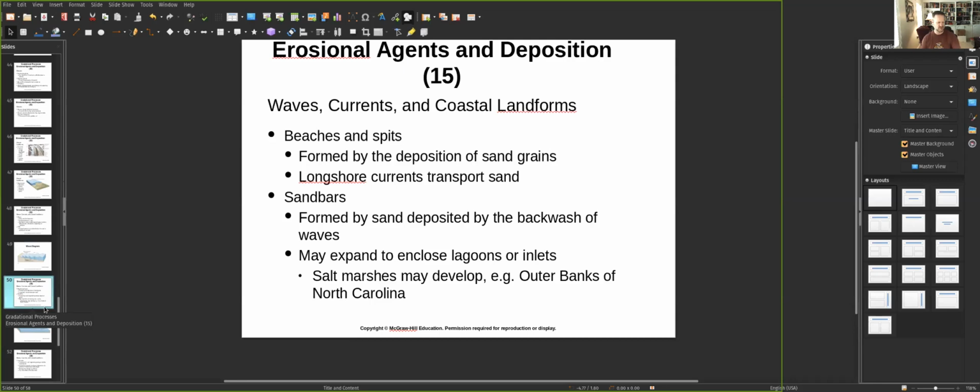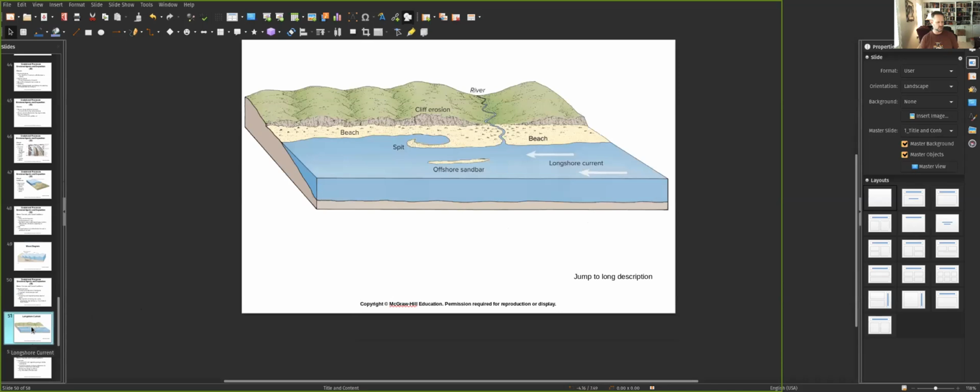And a variety of different features can form as a result: beaches, sandbars, etc. A lot of which have to do with, you've got this depositional environment that's, say, coming from a river that's coming out depositing material that builds up on a beach.